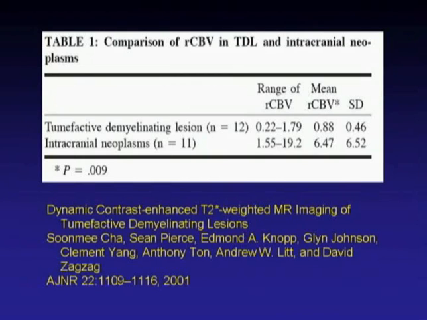So this is from this paper. They found in the demyelinating lesions that the CBV, this is expressed relative to the white matter in the contralateral hemisphere, ranged from about 0.2 to 1.8, whereas the intracranial neoplasms, these are mainly high-grade neoplasms, it was about 1.6 to 19, so there was pretty good separation of these two groups. So basically, this could be useful looking at blood volume for distinguishing non-neoplastic lesions from neoplasia.